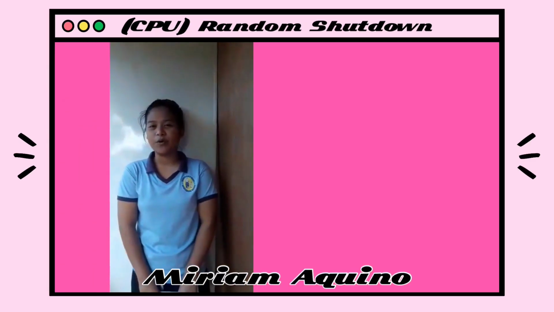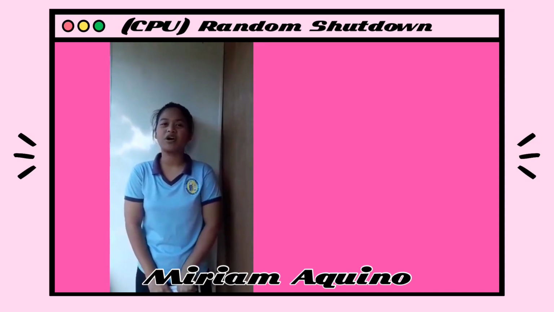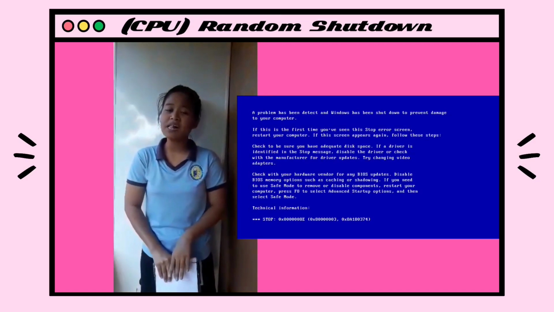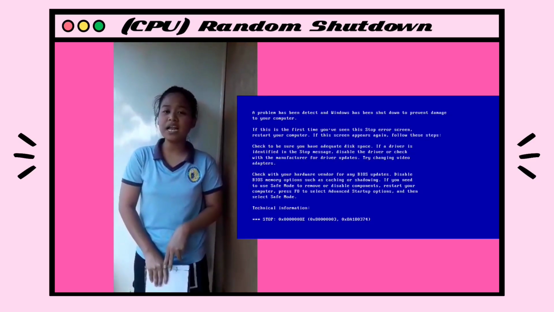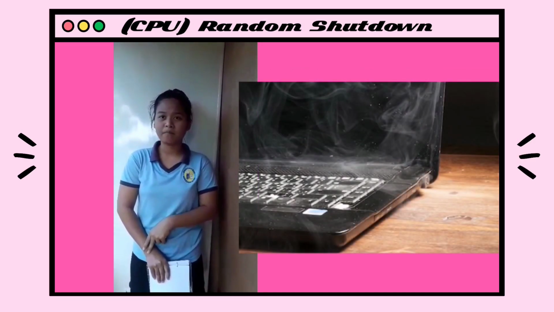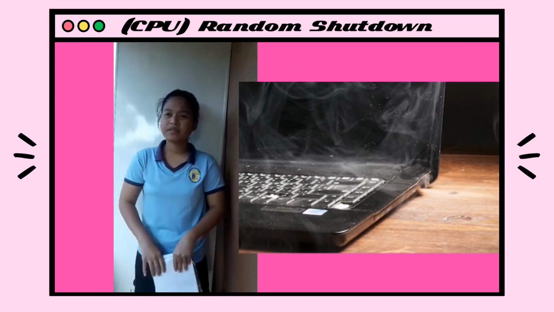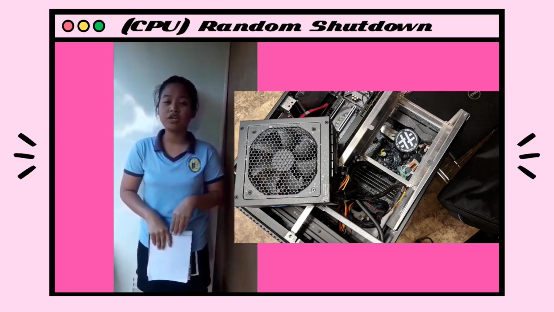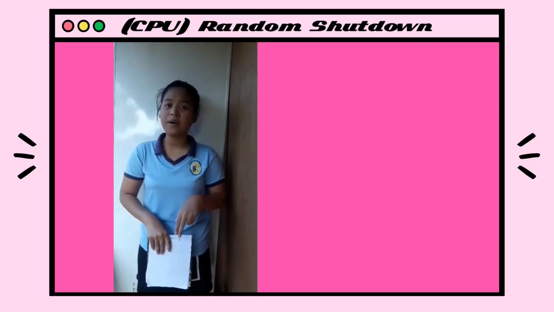Good morning to everyone. My name is Maria Makino, reporting on troubleshooting the CPU. You get the blue screen of death or random shutdown. Smell the electronics. If the electronics smell like burning, the only thing is it has a catastrophic CPU failure. The only thing that we can do to solve this problem is replace the CPU.